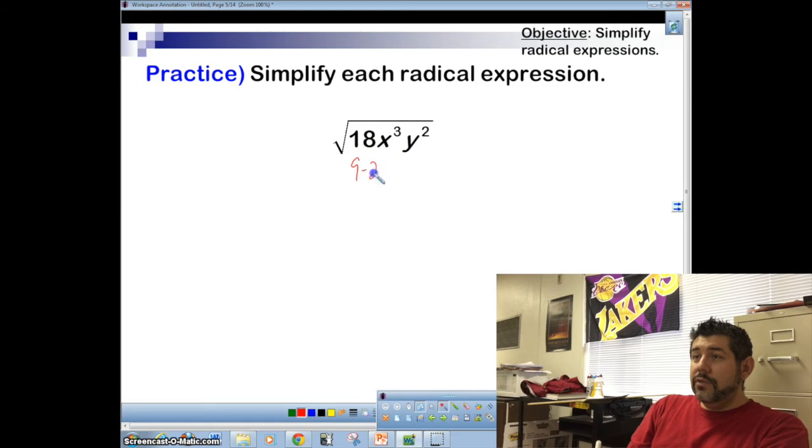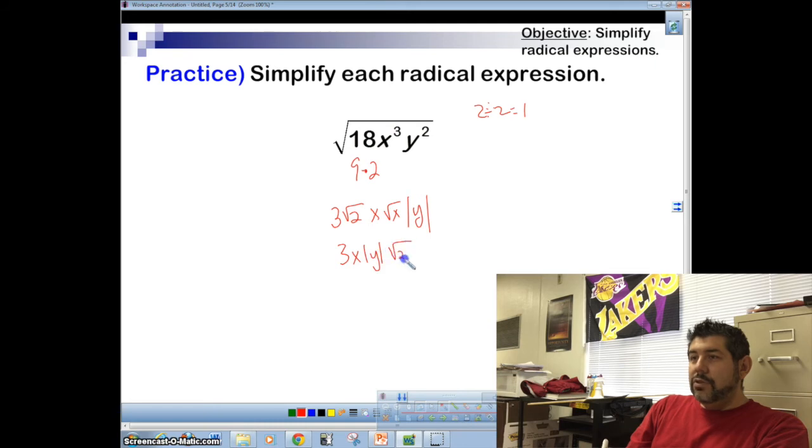All right, so here's the answer for this one. We're going to have 3 root 2. And then we're going to have x cubed, which is going to give me x square root x. And then y squared, well, 2 divided by 2 is 1, so we're going to have no remainder. So that's just going to be y on the outside. Coincidentally, it's going to be an absolute value of y. I'll tell you why.